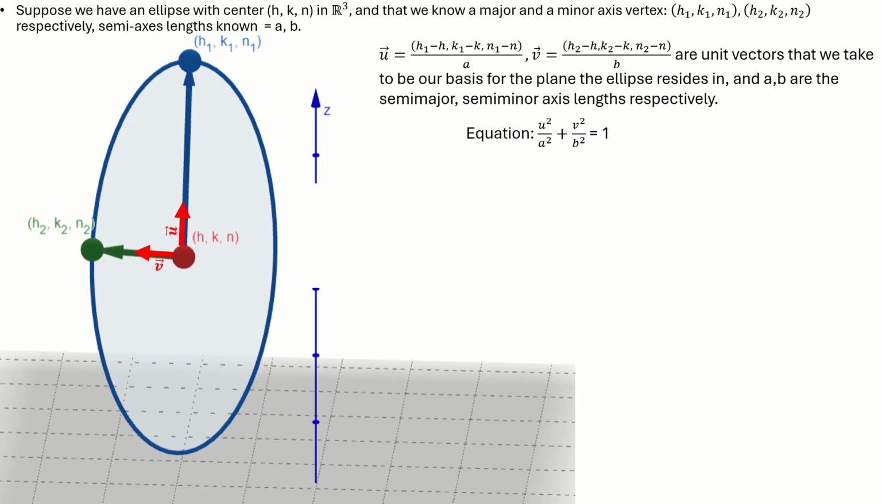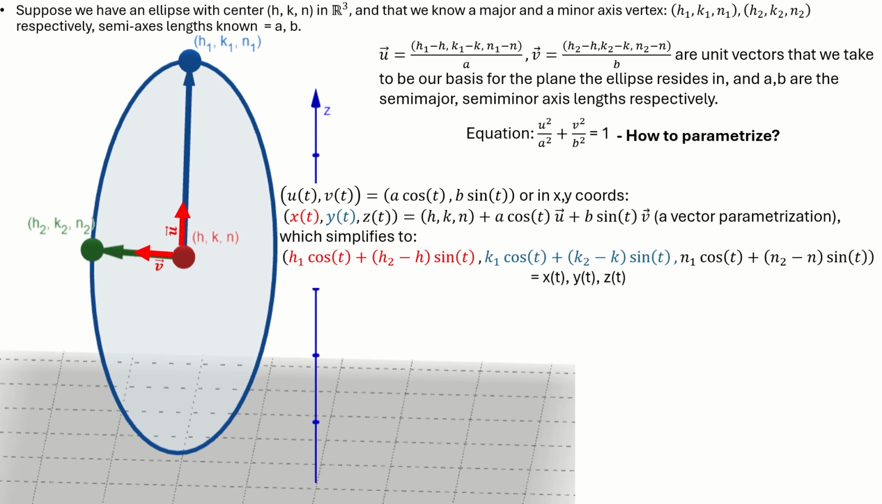Well, remember how we parametrize a 2D ellipse in the xy plane. It's commonly parametrized by (A cosine t, B sine t). If we change coordinates back to x, y, z, we get the following parametrization, which simplifies when we take into account the definition of vector U and the definition of vector V.